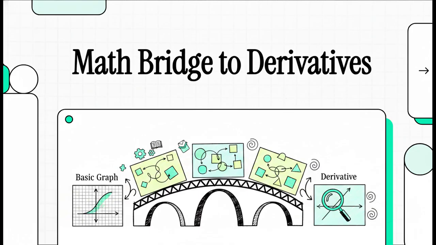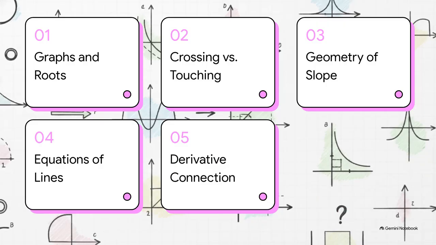It's kind of like reading a great story where every single piece perfectly sets up the next. And to make sure we don't get lost, here is our map for the journey. We'll be hitting mapping graphs and roots, crossing versus touching, the geometry of slope, equations of straight lines, and finally, the derivative connection. Let's get right into it.